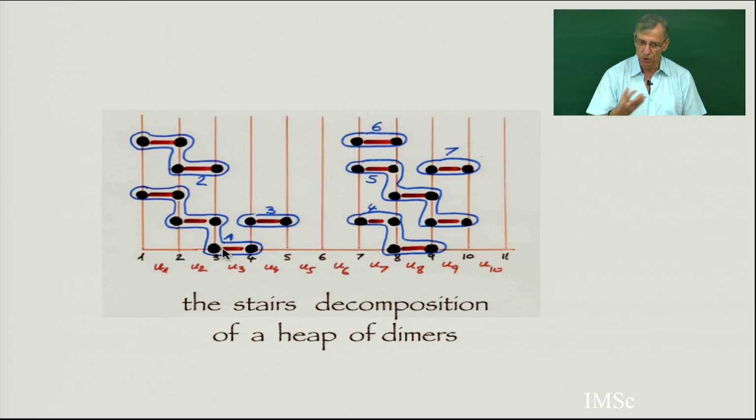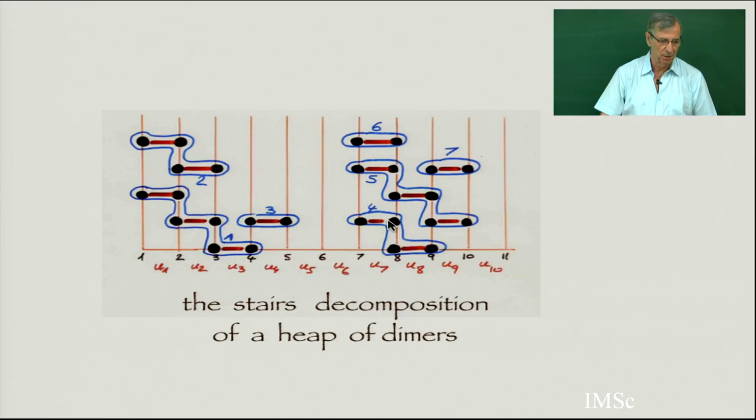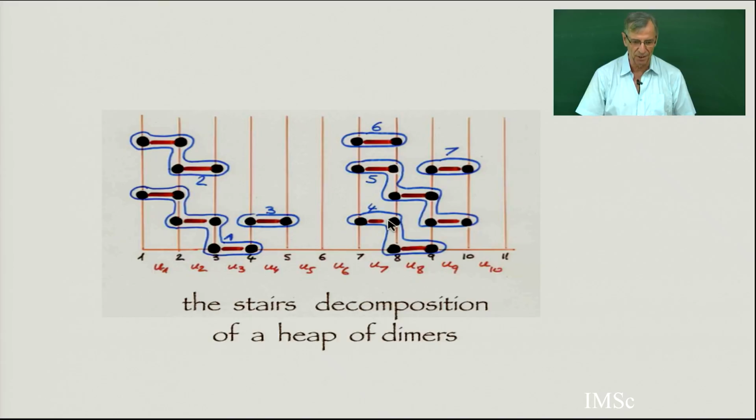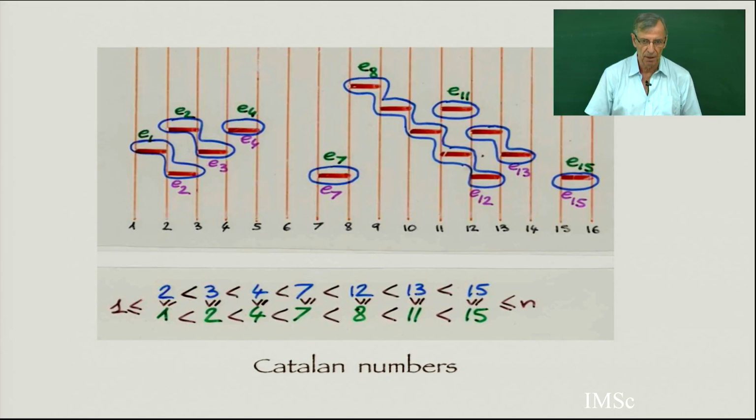The heap is a union of all these disjoint stairs, and then there is a total order on the stairs: the first one, second one, third one, fourth one. This is the analog of the lexicographic normal form for heaps of dimers or heaps of segments. So all this was explained last time. And once you get this stair decomposition, then there is a characterization of fully commutative heaps, like this.